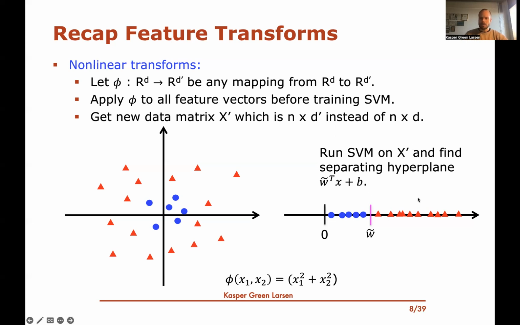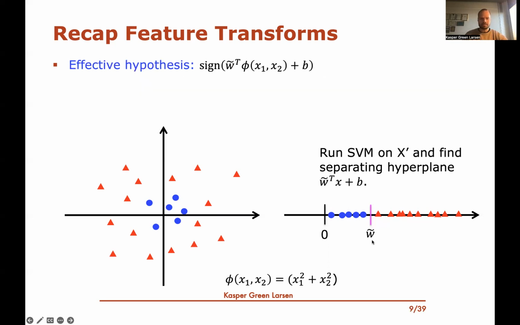And then we would find, for this new data set, a separating hyperplane down here, maybe this W tilde. For instance, in this example, the feature transform could be the one that takes a point that has two features, x1 and x2, and maps it to a single feature, x1 squared plus x2 squared. This is the squared distance from the origin, which means that all these blue points near the center would be mapped to the beginning of the real line, and all the red ones would be mapped further away on the real line. Now you can see that this data is linearly separable. There's a hyperplane right here that separates the data perfectly. So we could run SVM and find a separating hyperplane for this feature transformed data.